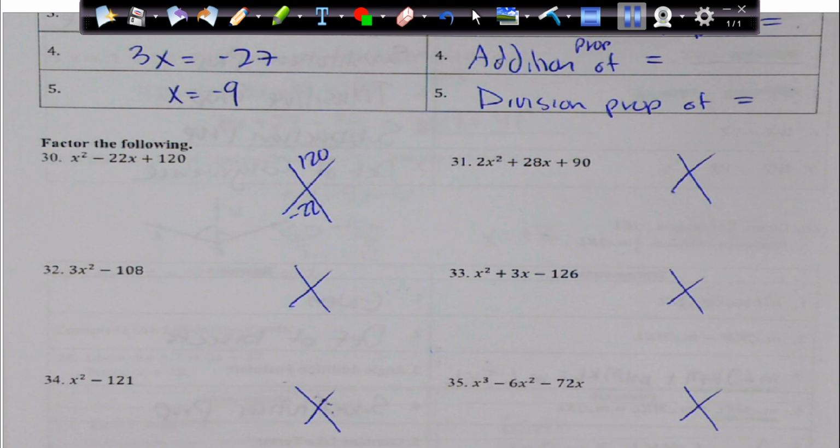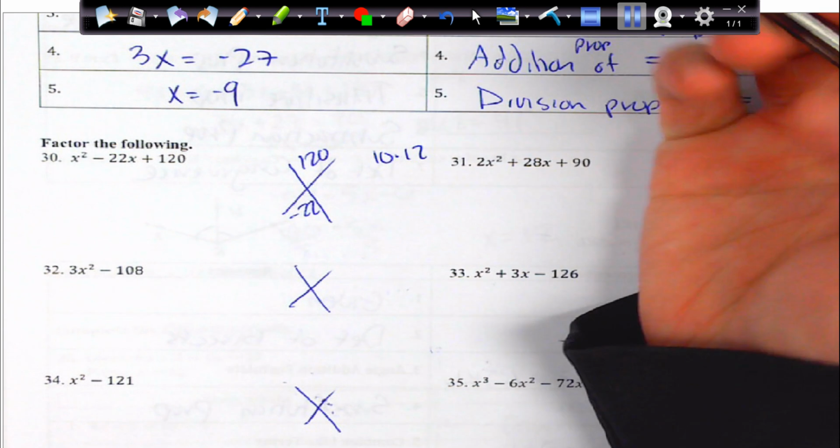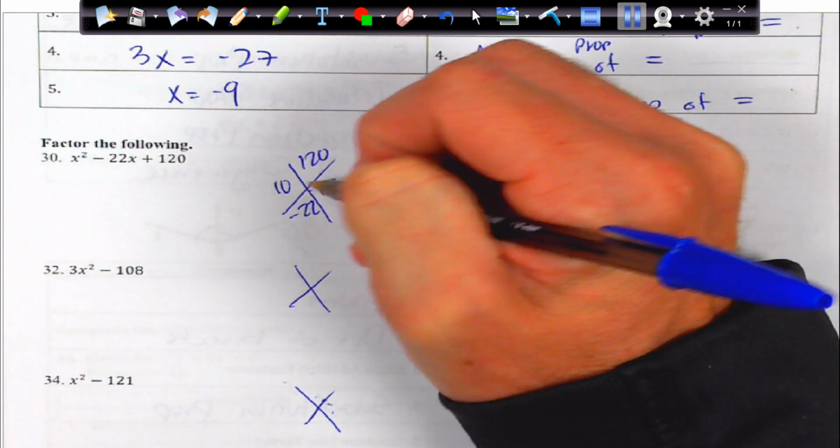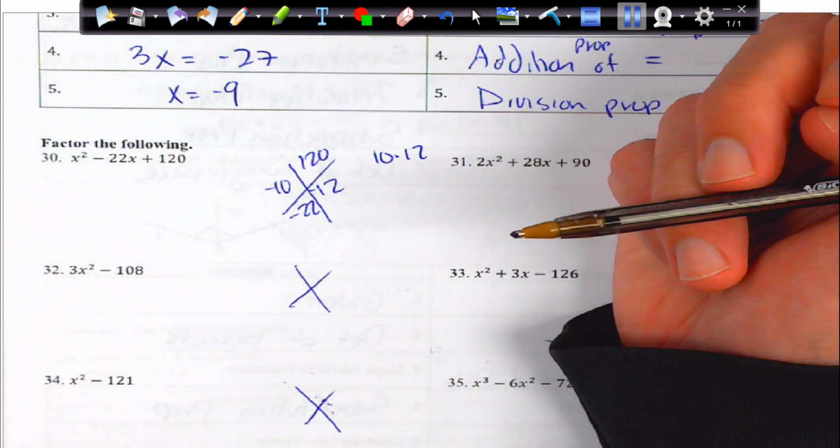If you don't know, just take 120 and start dividing it by numbers. I'm going to try 4. I don't know, I'm feeling lucky. Nope. I'm trying 5. 5 and 24? Nope. I'm trying 6. 6 and 20? Nope. I'm trying 8. 8 and 15? Nope. Oh, duh. 10. 10 times 12 makes 22. They're both negative because we have to get a positive value when I multiply, but a negative value when I add. And so they're negative 10, negative 12.